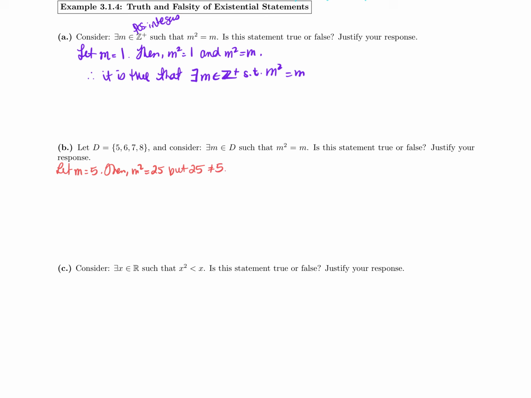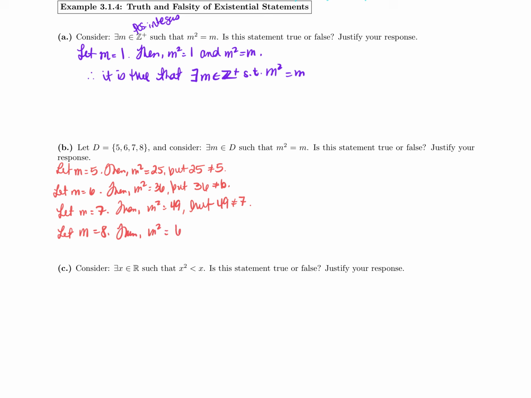Okay, that's all right. I only need one of them to work. Let M equal 6. Then M squared equals 36. But 36 doesn't equal 6. I'm having a bad feeling here. Let M equal 7. Then M squared equals 49. But 49 doesn't equal 7. Uh-oh, we've got one more. Let M equal 8. Then M squared equals 64. But 64 doesn't equal 8.